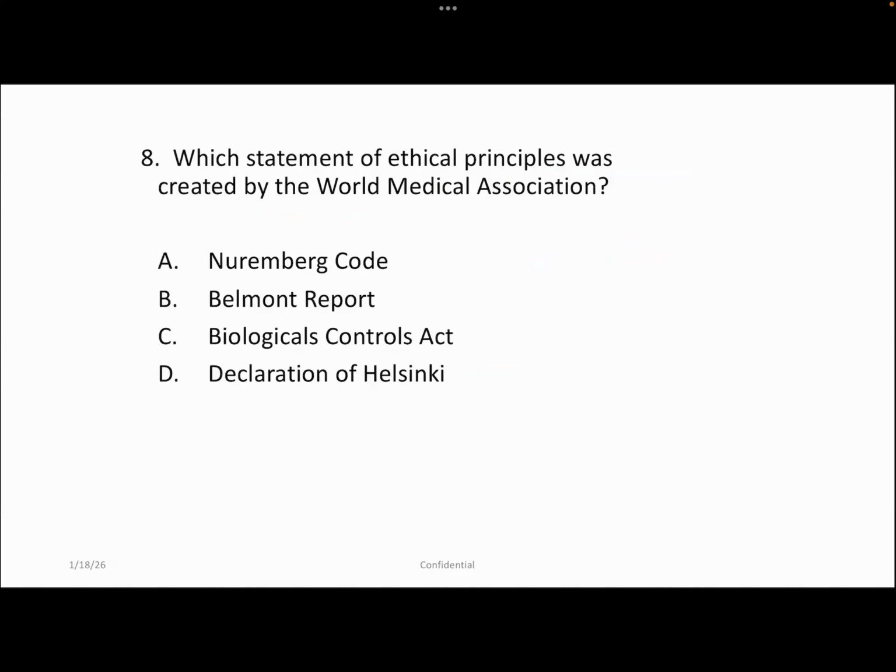So, which statement of ethical principle was created by the World Medical Association?